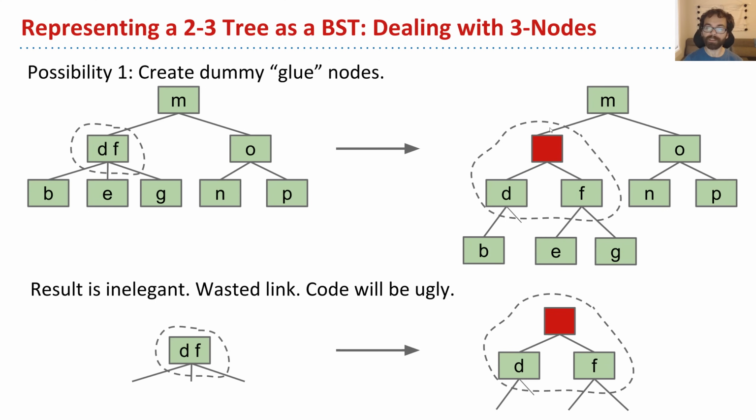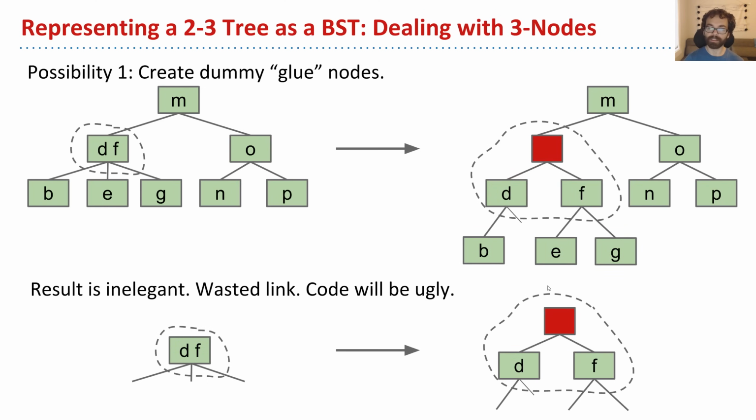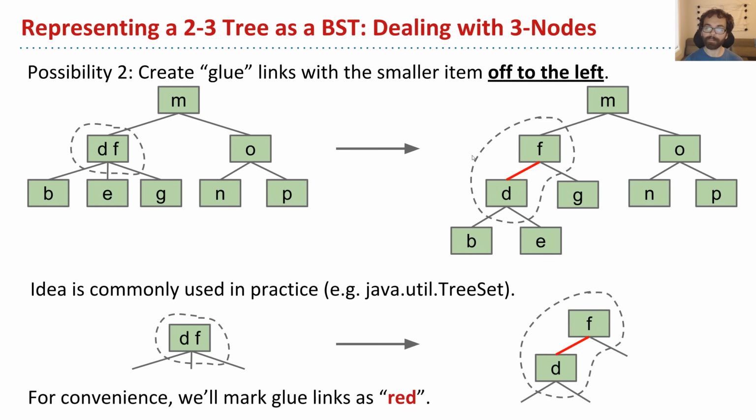So instead of dummy nodes, kind of like a sentinel node where the value inside doesn't matter, we're going to create glue links. So anytime we have a 3 node, we're going to represent it by 2 nodes glued together by a red link. And here, because it's just a normal pair of binary search tree nodes, we're going to have here 4 total links. But one of them is going to be used to glue together the F and the D. So we avoid wasting a link, and we end up with a more parsimonious representation.